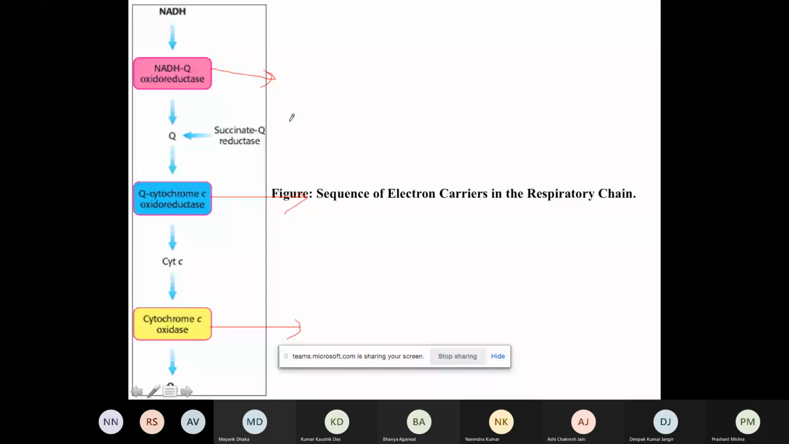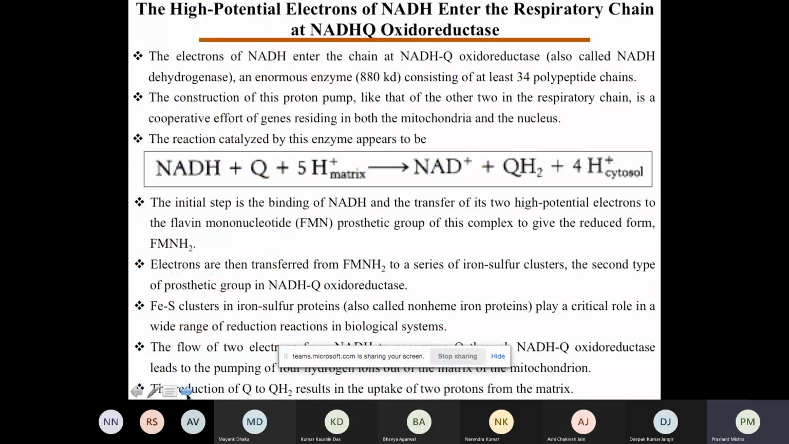Now tell me, what will happen when electron is transferred from succinate Q reductase bound FADH2? If electron enters from here, it is skipping this step. That is why there are only two places where electrons are moving through these complexes, and two places where protons will be pumped out. Because of that, the number of ATP produced by FADH2 will be one less than NADH. So this is a very simple concept of how electrons move from one complex to another complex, and how ATP is generated.